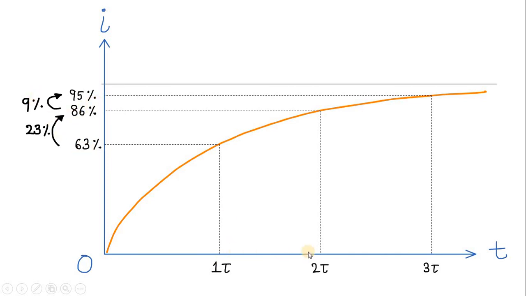Start from 0. From 0 to one time constant, the jump was 63%. From 1 to 2 time constants, the jump was only 23%. Then from 2 to 3 time constants, the jump was only 9%. The next jump will be even smaller. That means as the time progresses, the amount of growth in the current is actually decreasing. That is why this graph is in this shape.